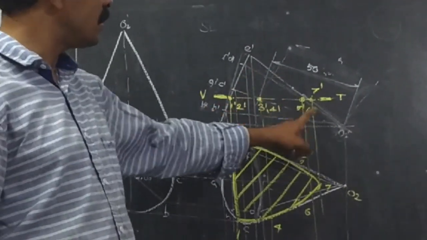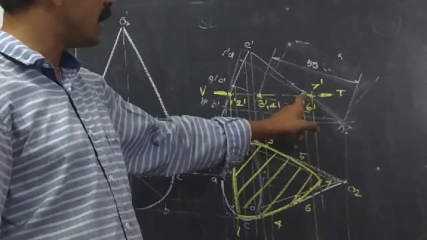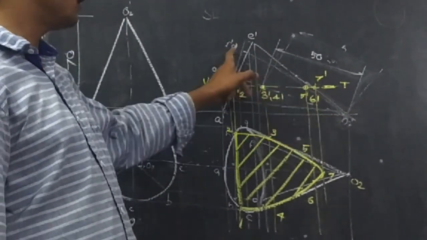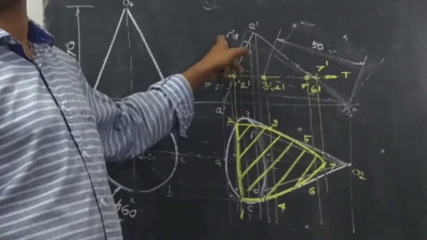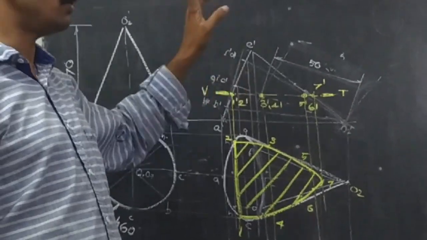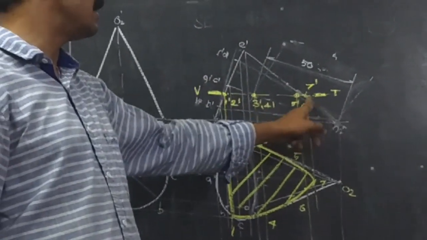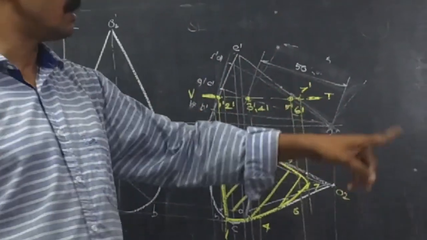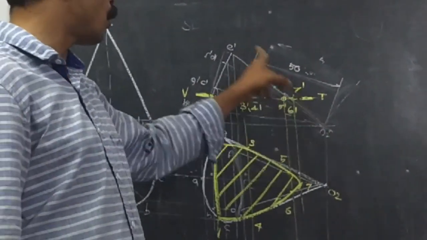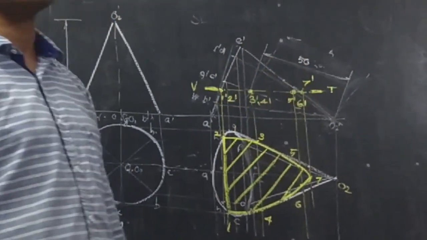Similarly, it intersects at this point, we can see that that point belongs to the generators O2F dash and O2D dash. So name them as 5 dash, 6 dash. And then the last point, there is only one point because there is only one generator, that is O2 dash, E dash, and name it as 7 dash.